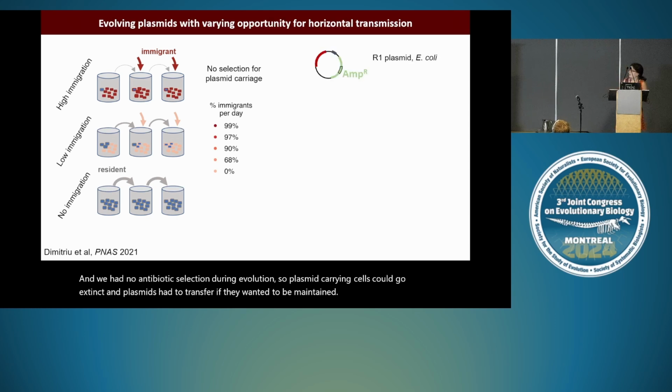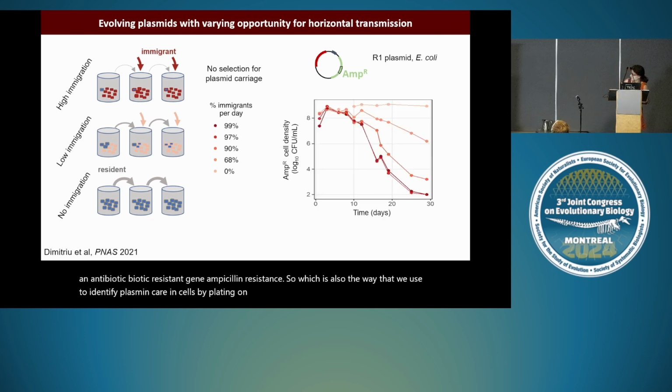I did this with a model antibiotic resistance plasmid, R1, in E. coli, and this plasmid has an antibiotic resistance gene, ampicillin resistance, which is also the way that we identify plasmid-carrying cells, by plating on antibiotic medium.